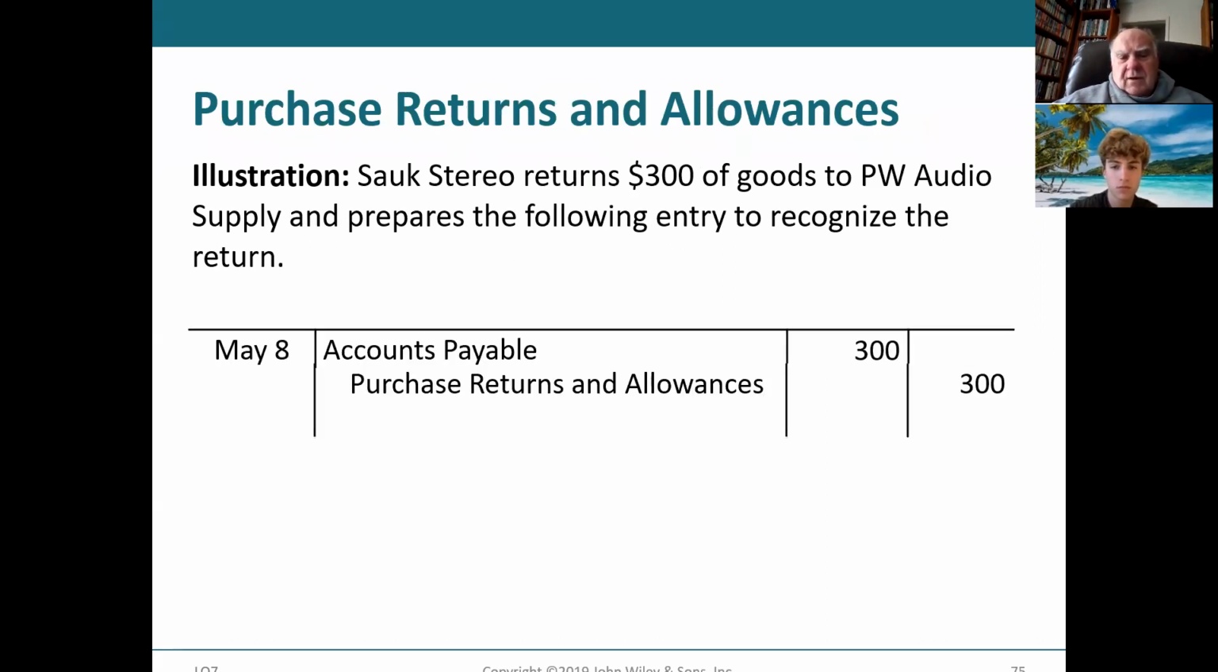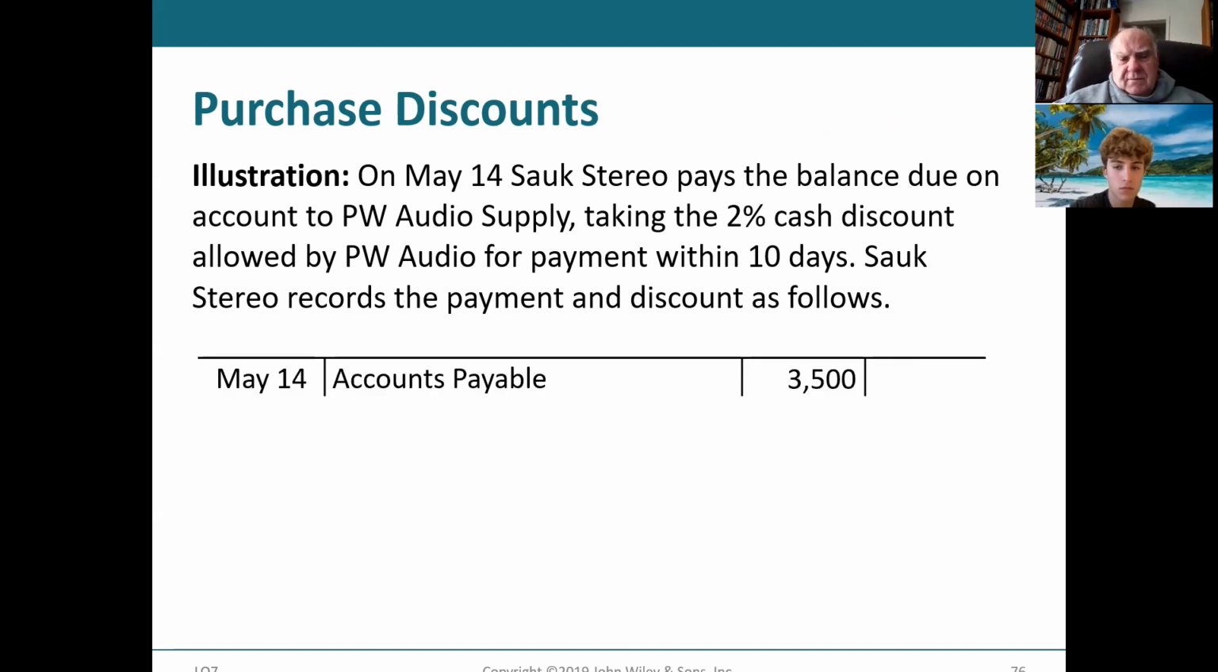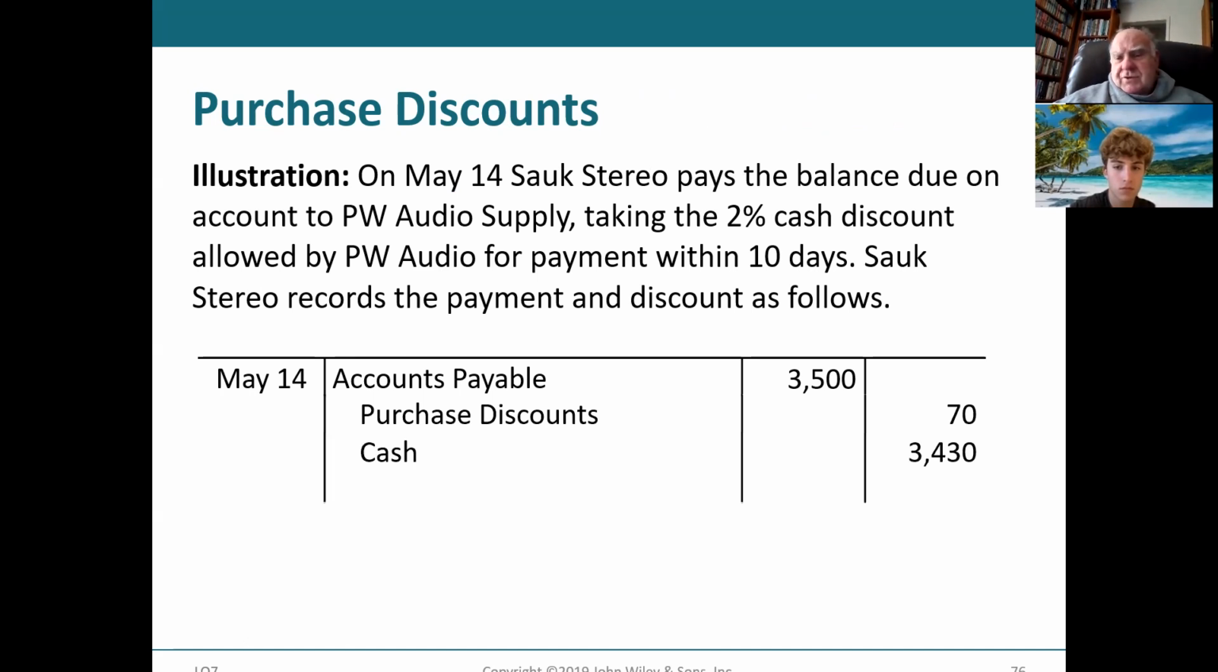SOC returned $300. Remember before we said that when things were returned in the perpetual system, we credited inventory? Here, we're crediting purchase returns and allowances. One way to keep the difference in mind, everybody, is under the periodic system, everything is a purchase. And when you see the word purchase, change it to inventory. Just the one word inventory on the perpetual side. So now we're paying the bill, getting a 2% discount. Debit accounts payable, we get $70 off, pay it with cash.